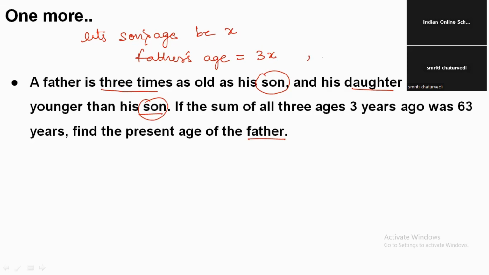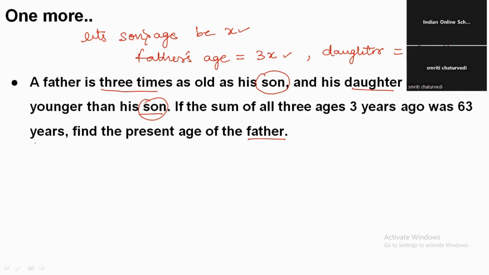Now, according to the question, the daughter is 3 years younger than his son. So which means the daughter will be what? Daughter will be son's age minus 3 years because she is 3 years younger than his son. Okay, so the son's age is x, father's age will be 3x years and daughter's age will be x minus 3 years.